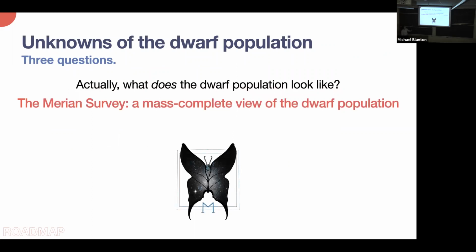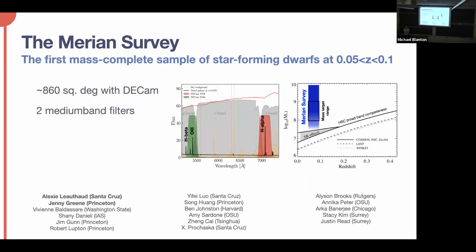To answer this, I'm part of the MaNGA survey, which is a mass complete view of the dwarf population. To give you some survey fast facts, it is a medium band filter survey set to cover 860 square degrees. The main idea is that we've got one medium band filter on O III and H beta, and the other medium band filter on H alpha. So the idea is to pick out star-forming galaxies at redshift 0.05 to 0.1, specifically targeting a mass complete sample of star-forming dwarfs down to about 10 to the 8 solar masses in stellar mass over this redshift range.